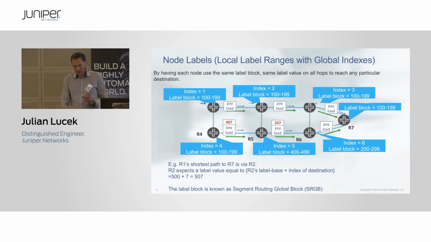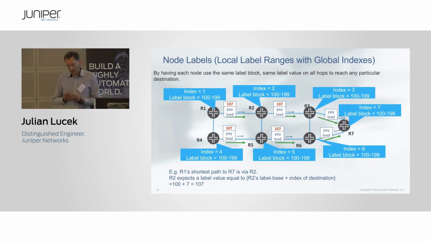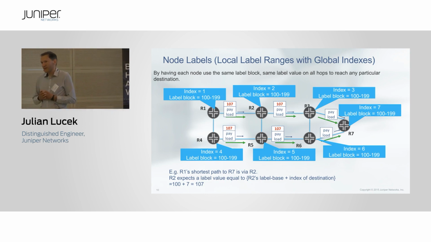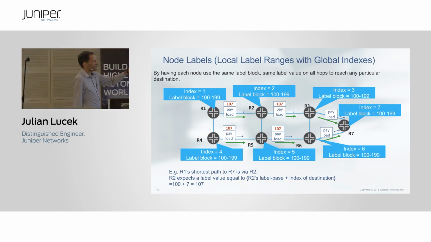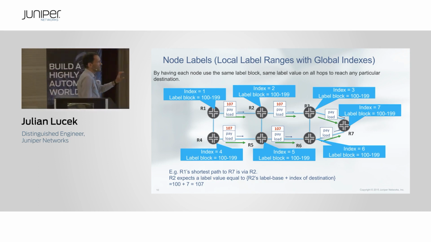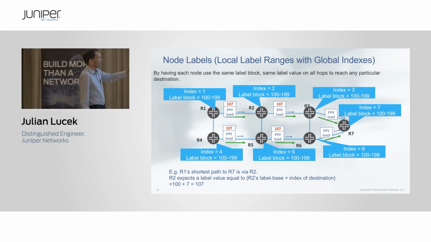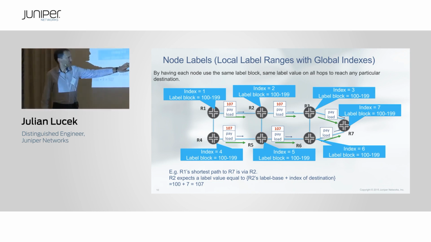Another aspect of this node label discussion is, of course, what makes life easier is if each router chooses the same label range. So in the previous example, in general, most of the routers had different label ranges, and you're seeing the label value change hop by hop as a consequence. Here is the same diagram from the topology point of view, but this time each router has chosen the same range for its label block, 100 to 199.